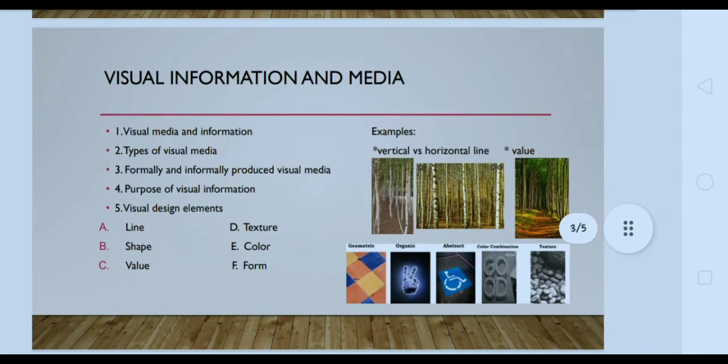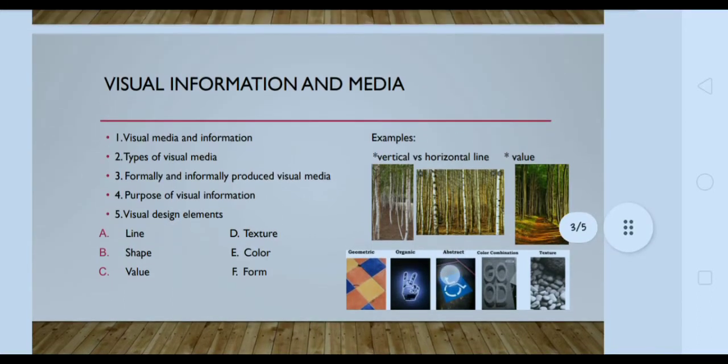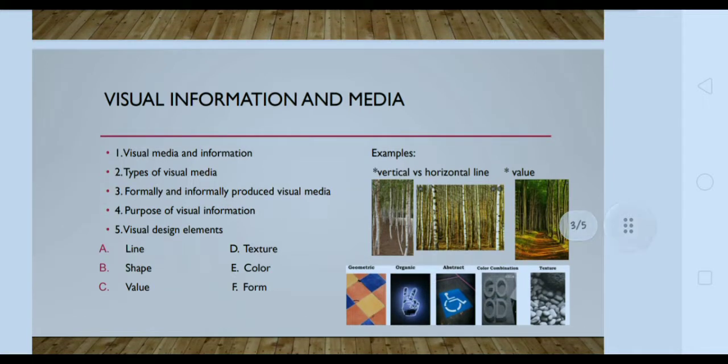Let's start with the line. Line is described as the outline of a shape. It can create texture and can be thick or thin. Lines may be actual, implied, vertical, horizontal, diagonal, or contour. Letter B. Shape, usually a geometric area that stands out from the space next to or around it because of differences in value, color, or texture. Shape may also be organic.